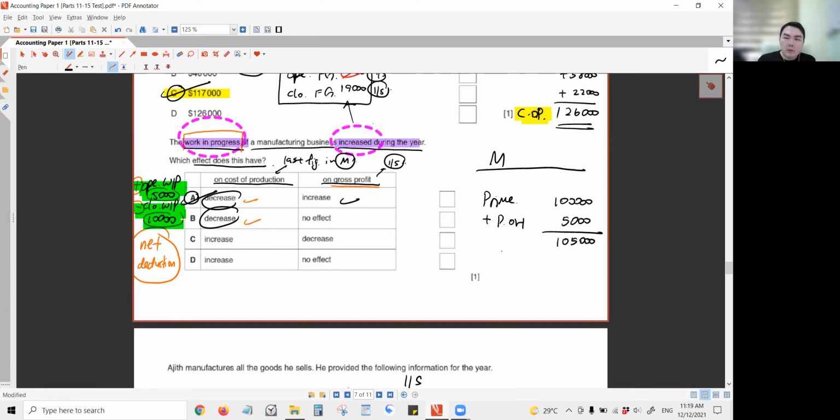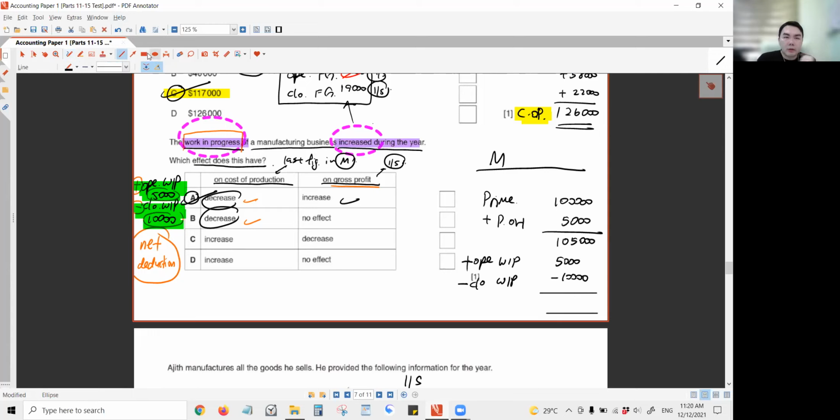Now after you have gone through the production overhead, then you arrive at work in progress, right? So they say that work in progress is higher at the year end. It's a number that you plus here, it's a number that you minus here. Plus 5,000. Plus, right? Then you minus 10,000.